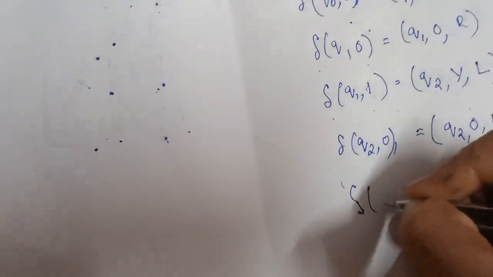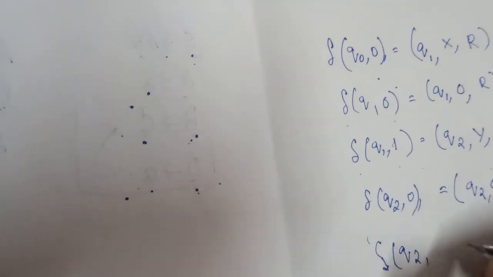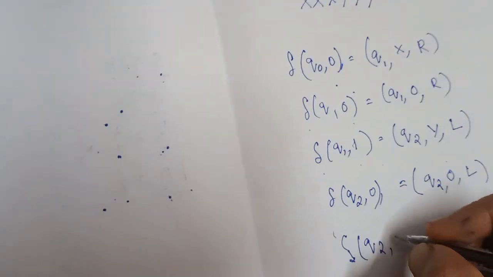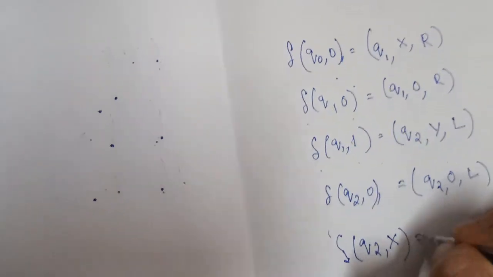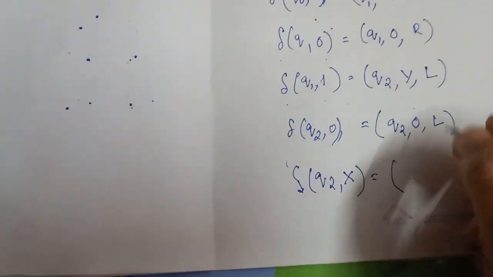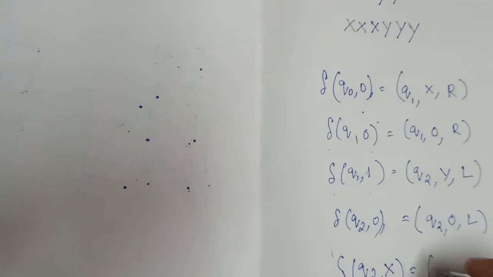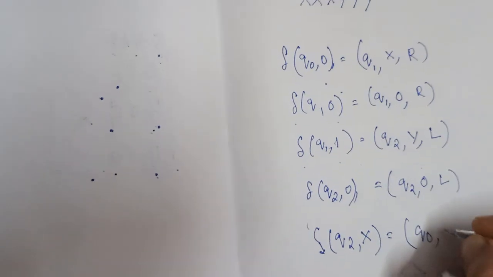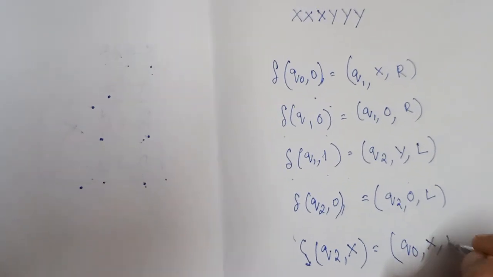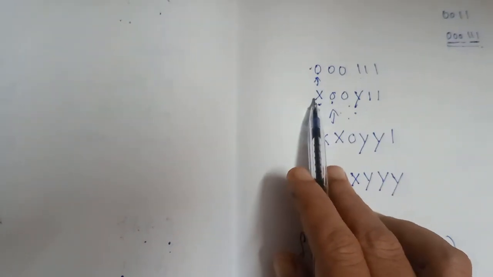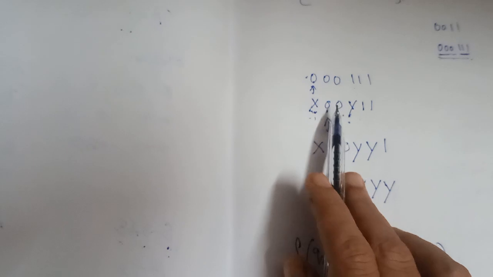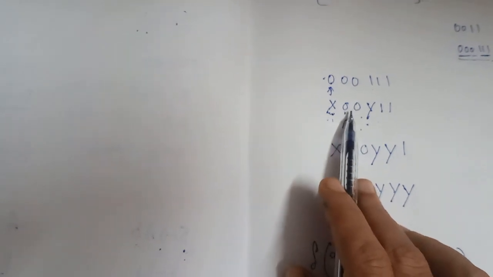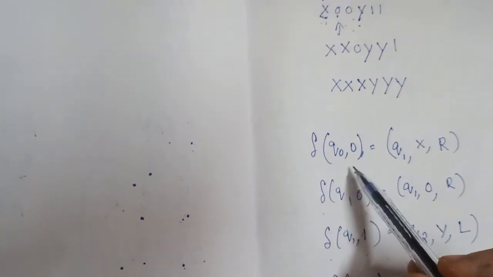When I get x, what will we do? Q2 on x. We will change the state to the start state because we have reached x. So q0, replace x with x and move to right. Means when I reach x, replace x with x only and move to right. Then q0 on 0, again q1. So like this it will happen.